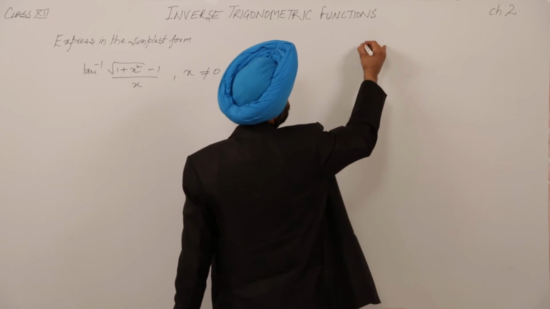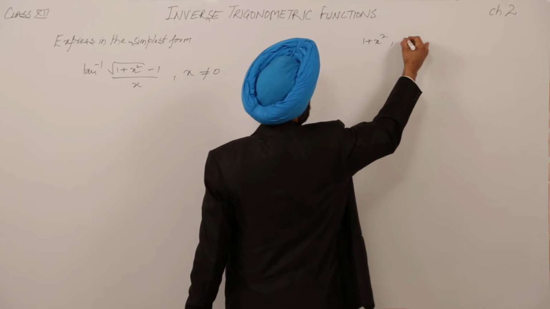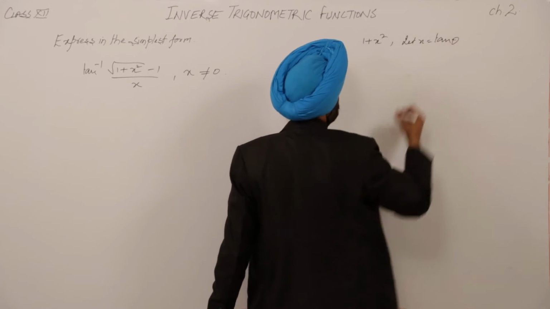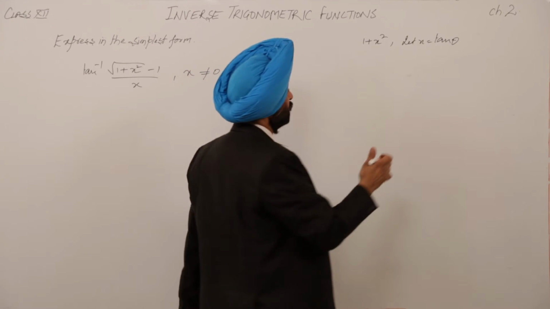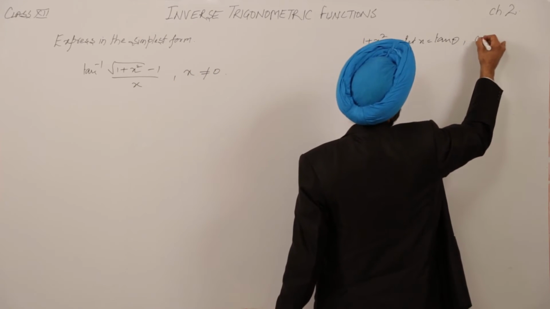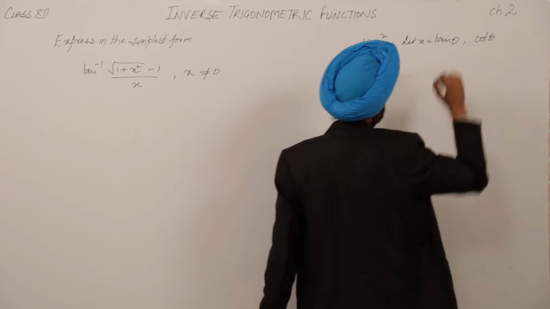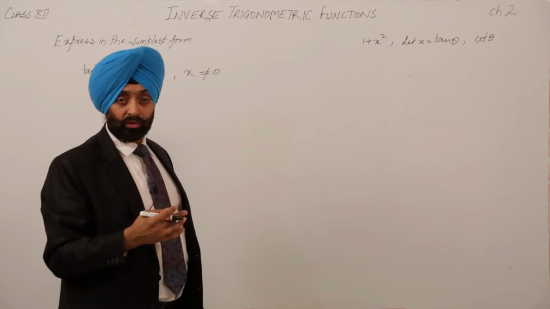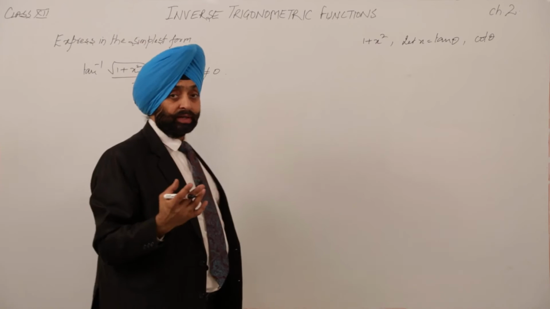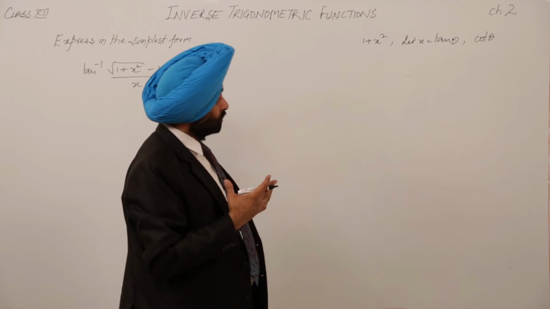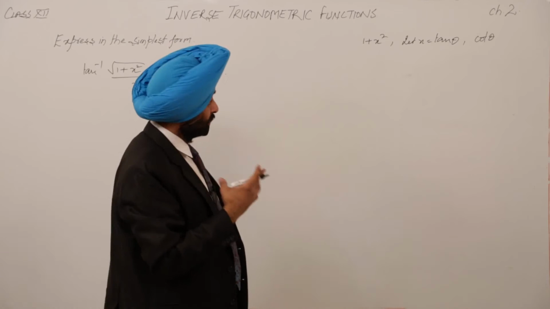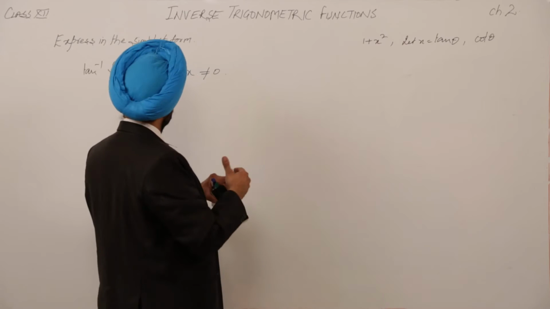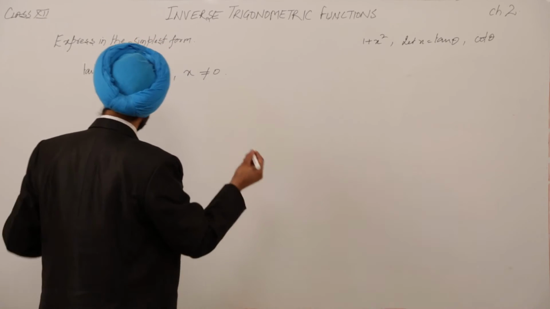Now just now I told you, if it is 1 plus x square, then what we should take? If it is 1 plus x square, then let x is equal to either tan theta, because 1 plus tan square theta is secant square theta, or it can be cot theta. Now for tan theta and cot theta, will there be two different answers? No. That's what I am going to show you, that what we are getting here.